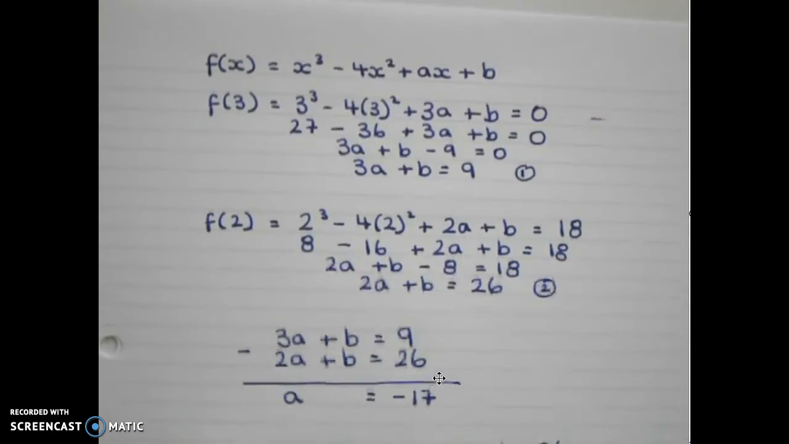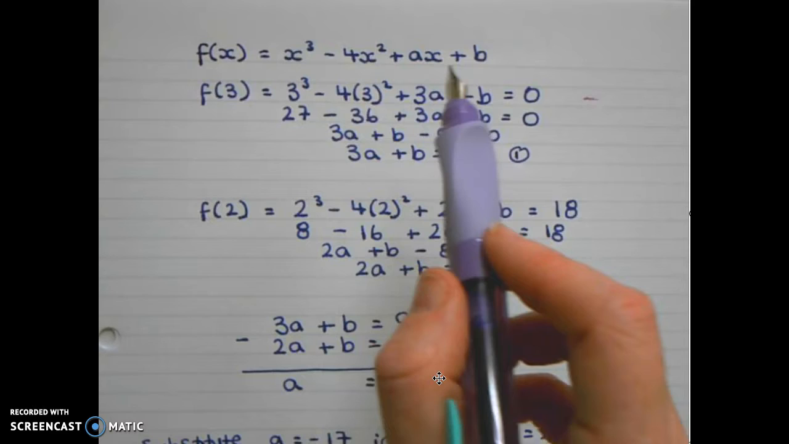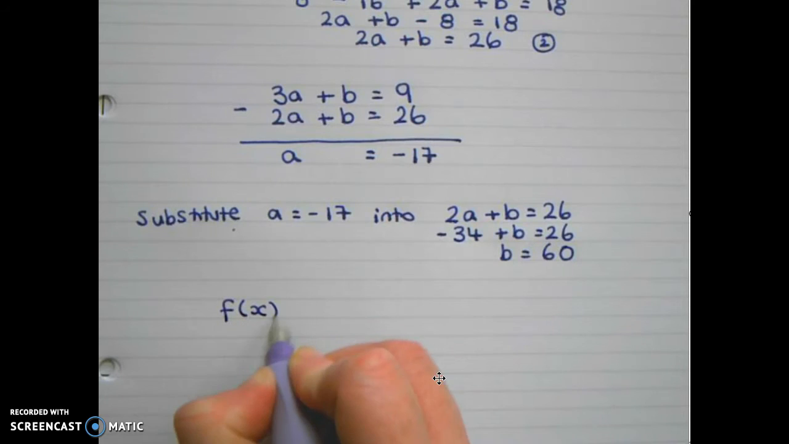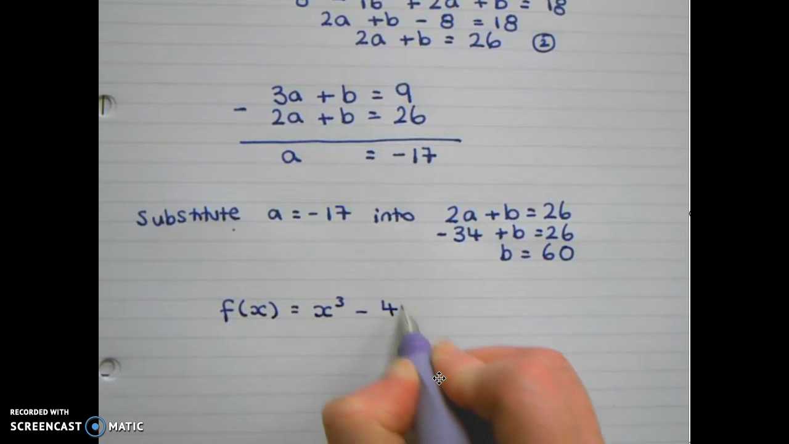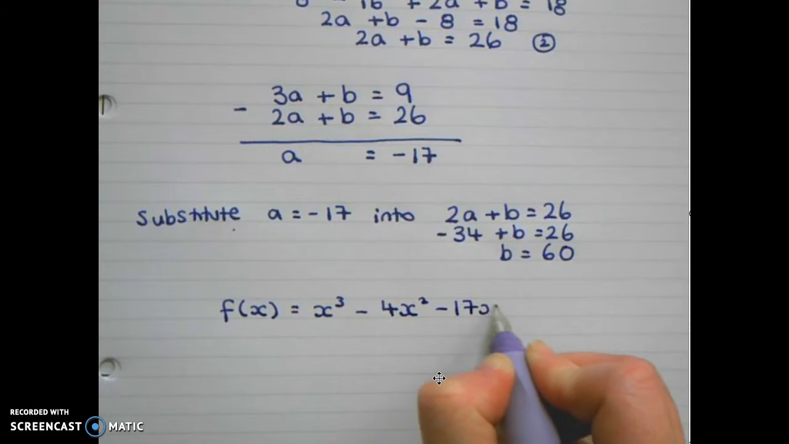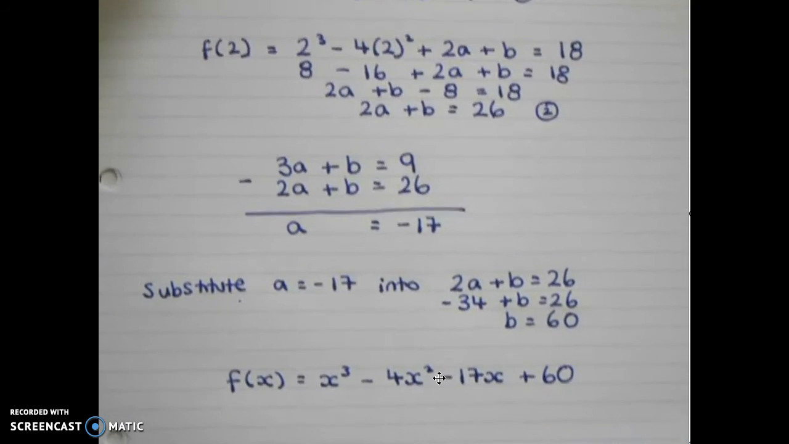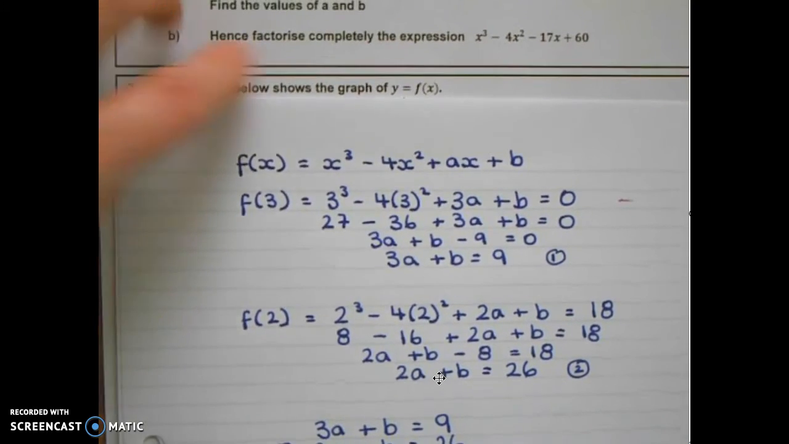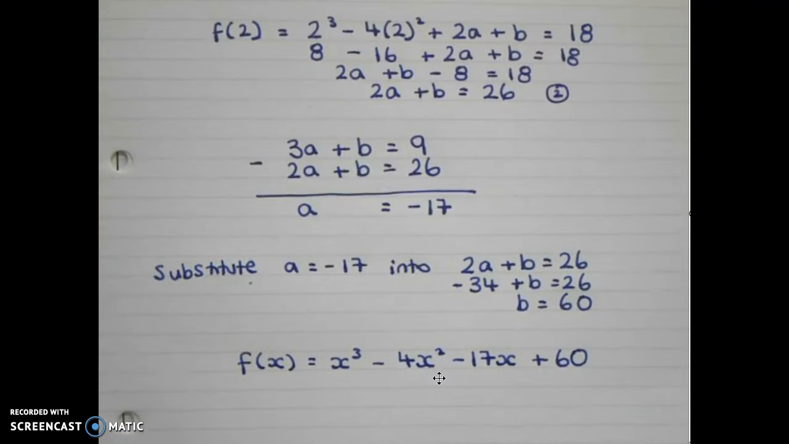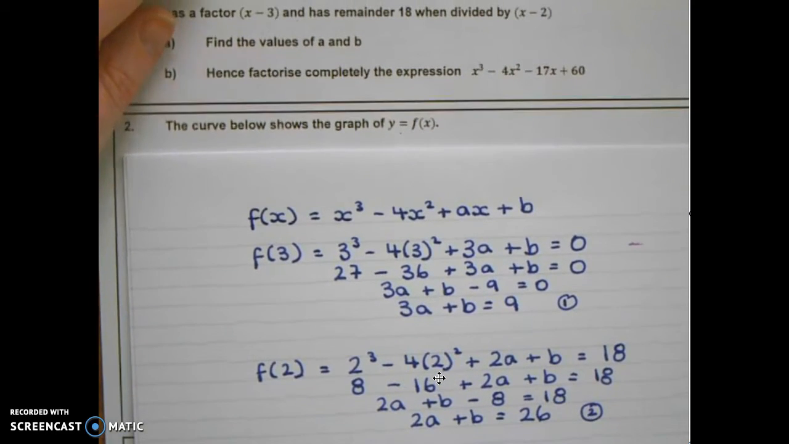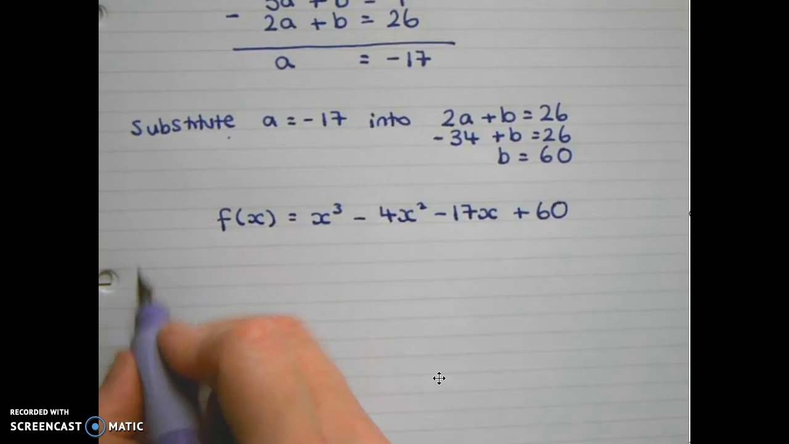If you look back to your original expression, x cubed minus 4x squared plus ax plus b, you can then say that f of x equals x cubed minus 4x squared minus 17x plus 60. And if you look at part B, the question says, hence, factorise completely this expression. Well, that's the one I've just got. So if I need to factorise it, we know that x minus 3 is a factor. So in order to factorise it, part B, I'm going to have to divide it by that.